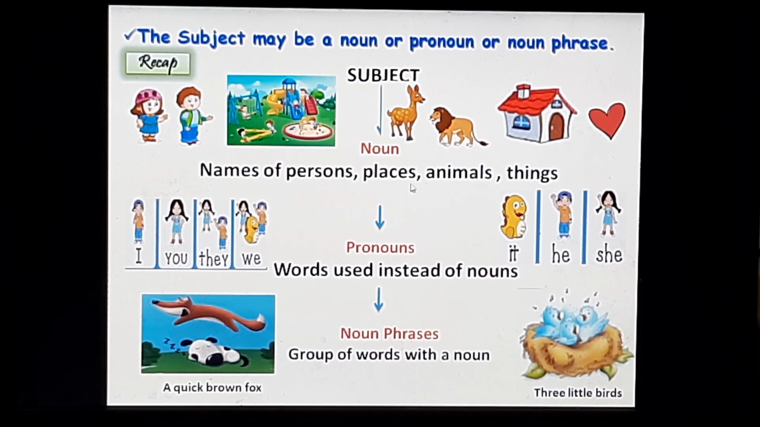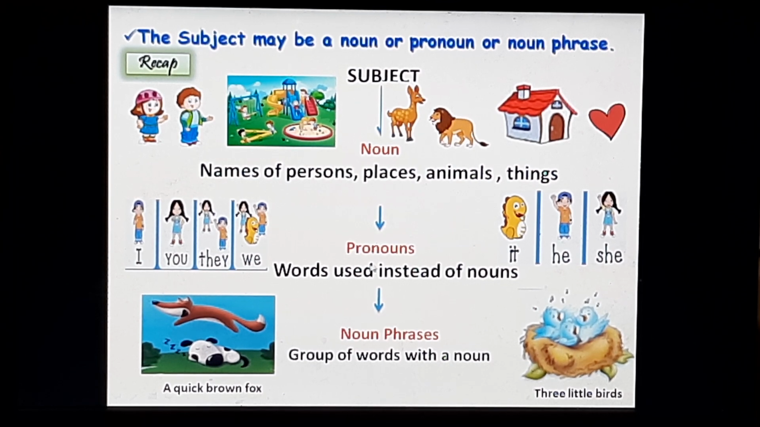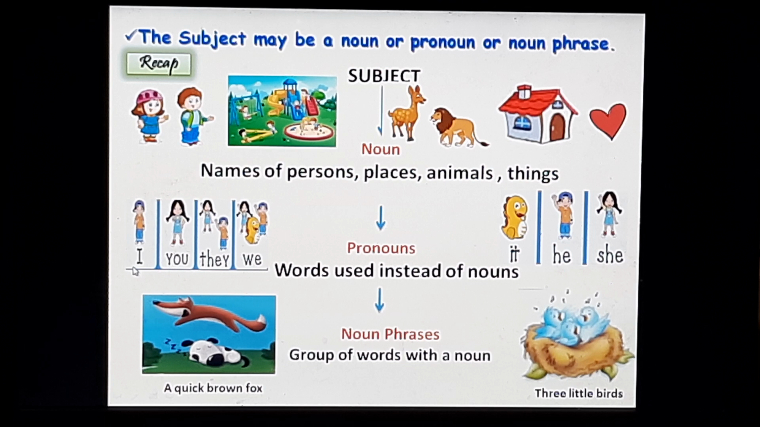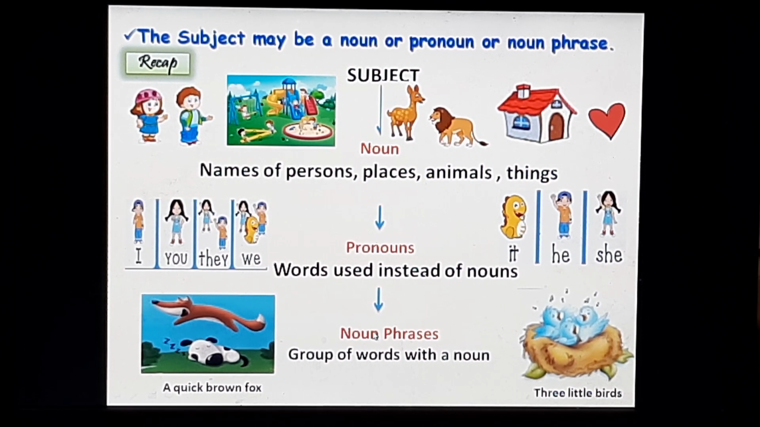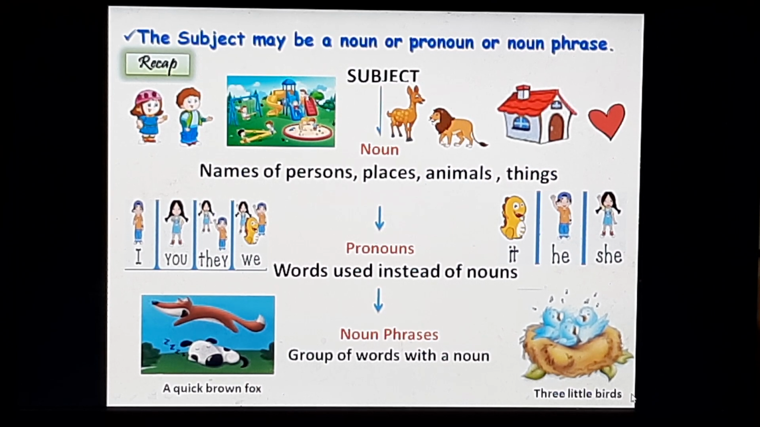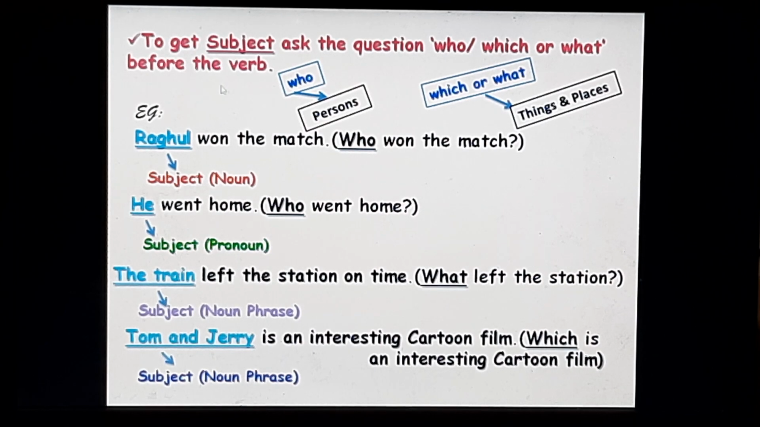Noun, names of persons, places, animals, things. Pronouns, words used instead of nouns like I, you, they, we, it, he, she. And noun phrases, which are groups of words with a noun like a quick brown fox or three little birds. To get the subject, ask the question who for persons, or what for things and places before the verb.